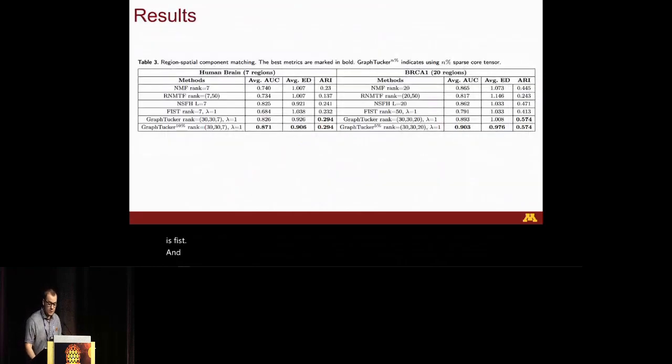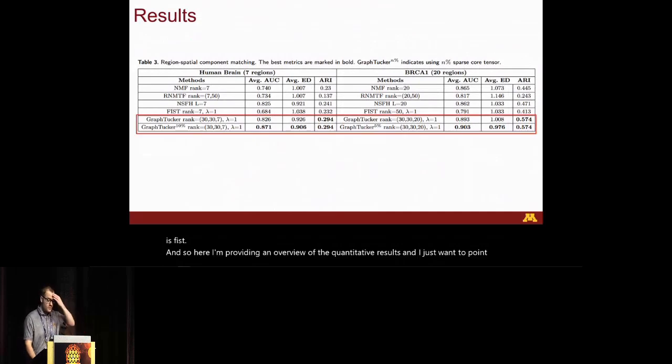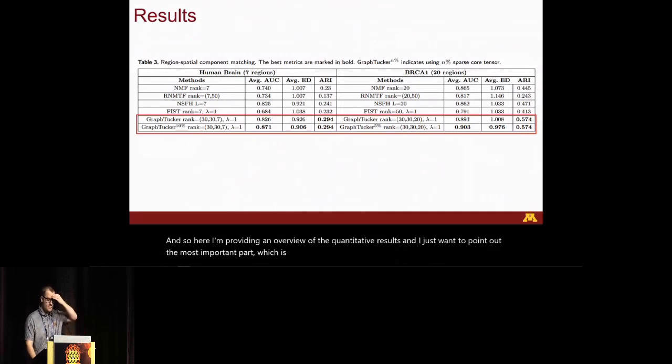And so here I'm providing an overview of the quantitative results. I just want to point out the most important part, which is that when we run Graph Tucker with this graph regularization included, our spatial components are, on average, having higher AUC and lower ED compared to our other methods, as well as higher ARI in terms of correlating to the original clusterings of these data sets.